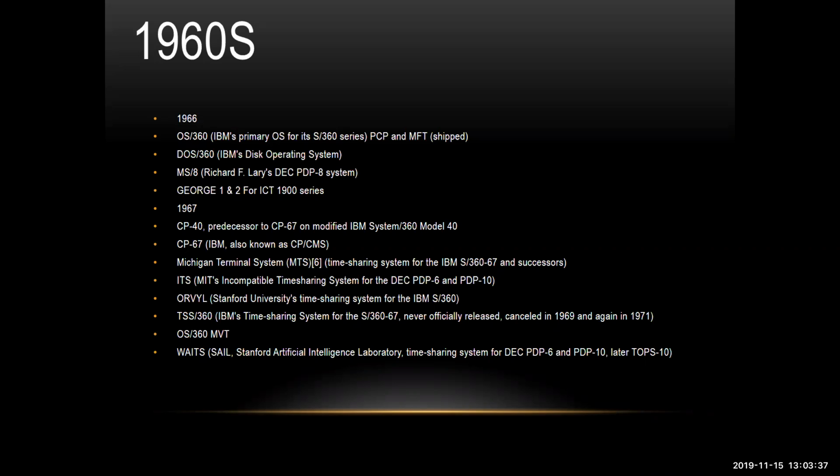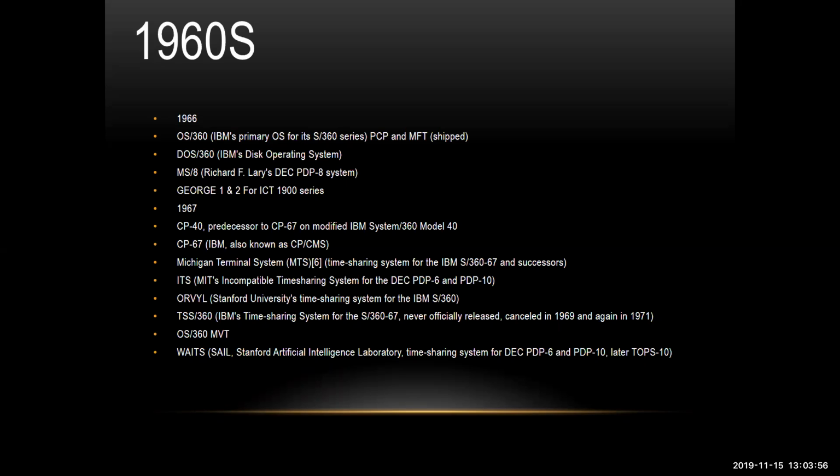And then we also had Michigan Terminal System. It's one of the first time-sharing computer operating systems, developed in 1967 at the University of Michigan for use on IBM S/360-67 and S/370 and other compatible mainframe computers.